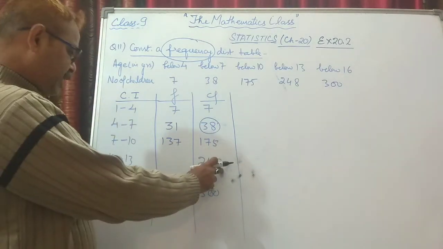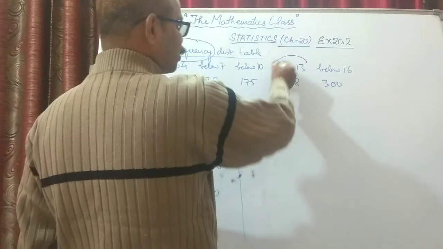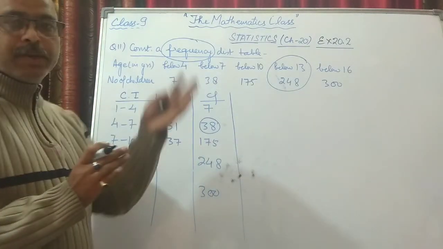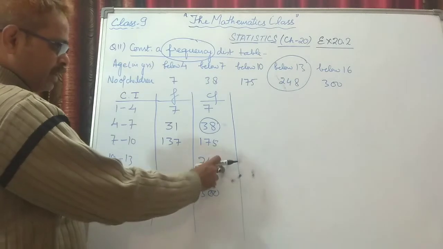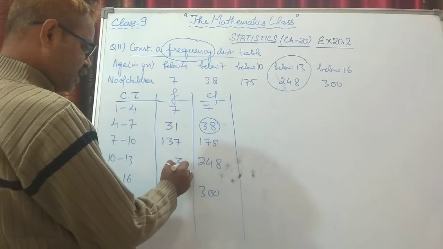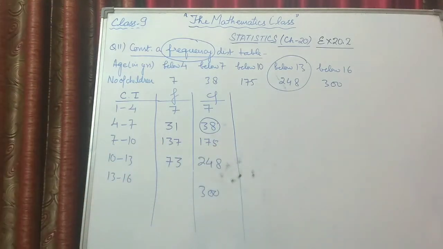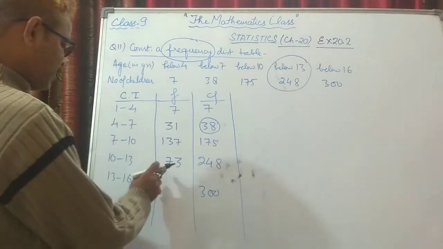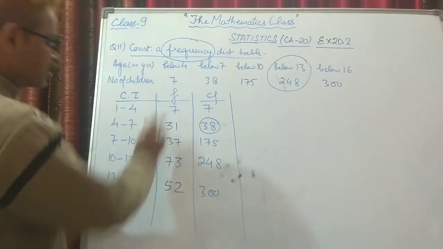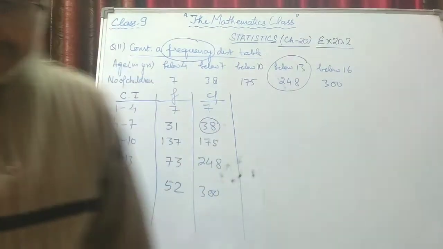Similarly, 248 children are there who are below 13 years. So we need to find the number of children who are between 10 to 13. So 248 minus 175 is 73 children whose age is between 10 to 13. Similarly, 300 minus 248 is 52. So this is the frequency table that they were asking for.